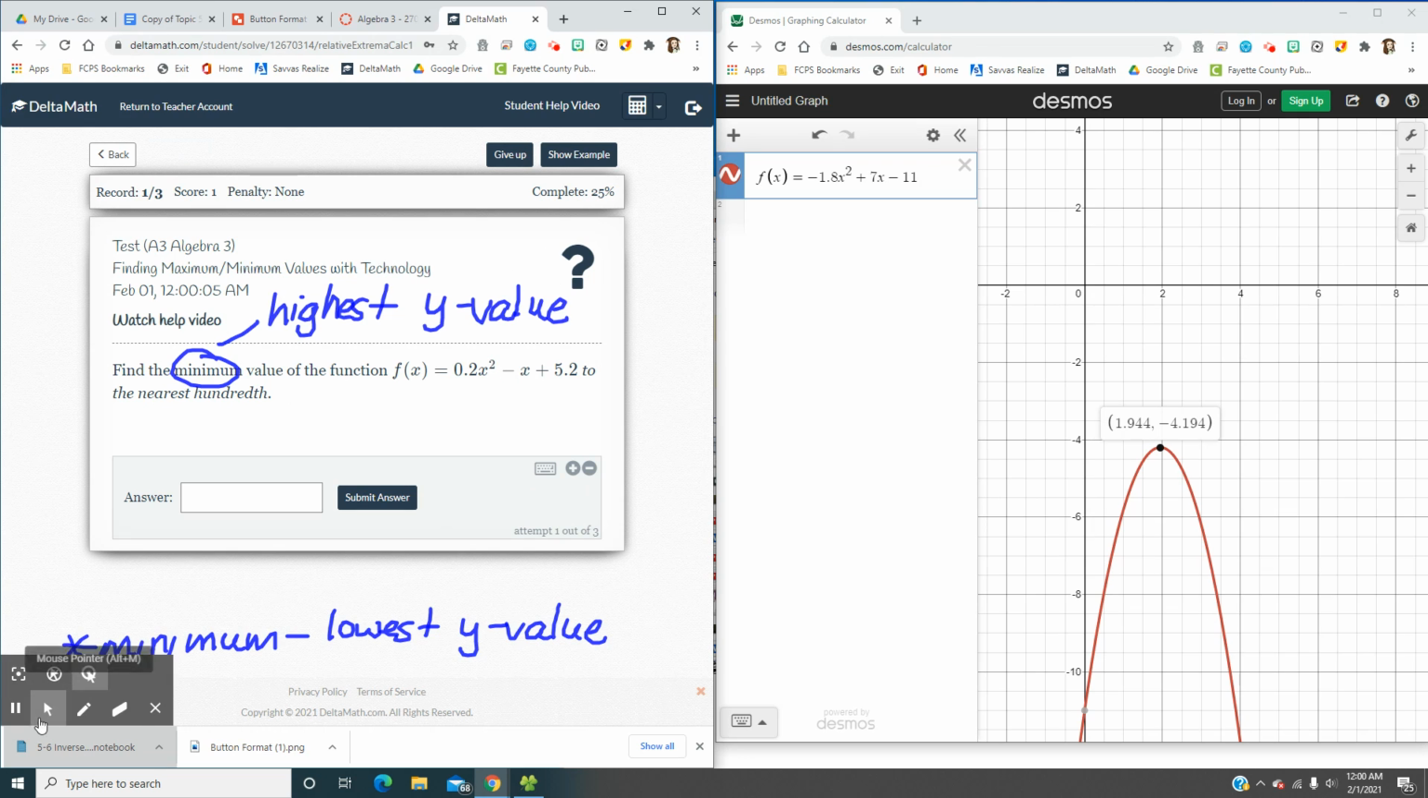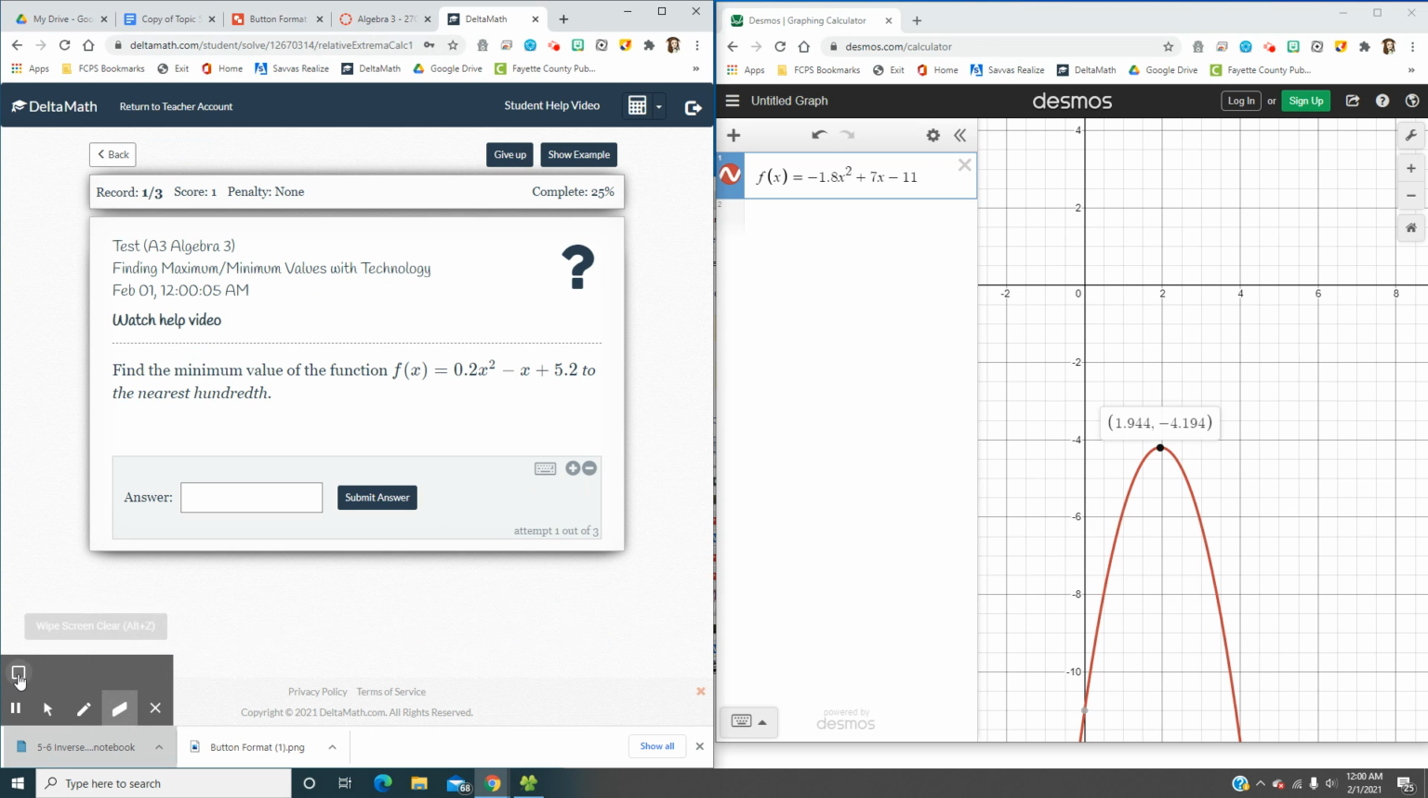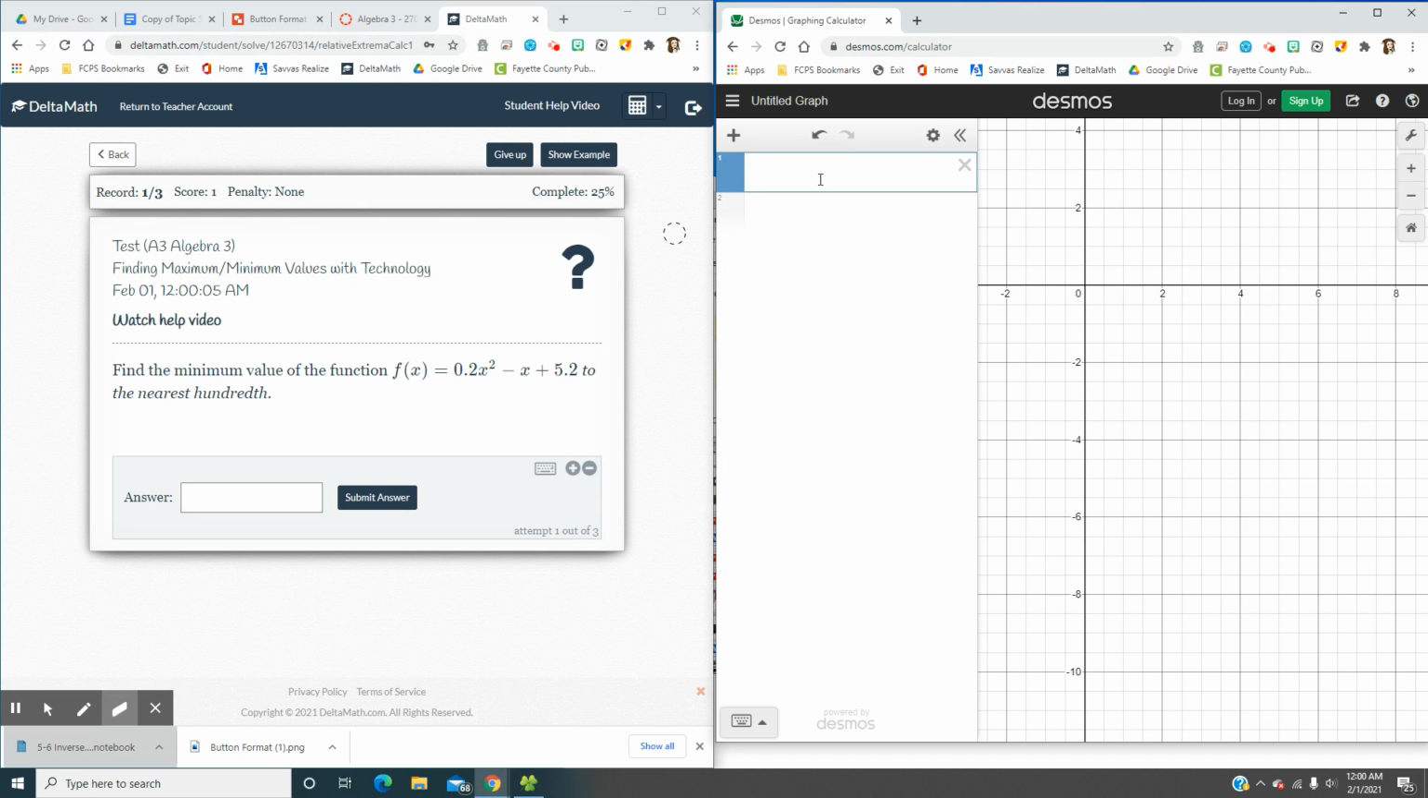The next one is asking me for the minimum value, so let's go ahead and do that one. I'm going to type in that formula. F of x equals 0.2x squared minus x plus 5.2, and I'm double checking to make sure I've typed in everything correctly. Oh no, I did not. There we go, 0.2x squared minus x plus 5.2.